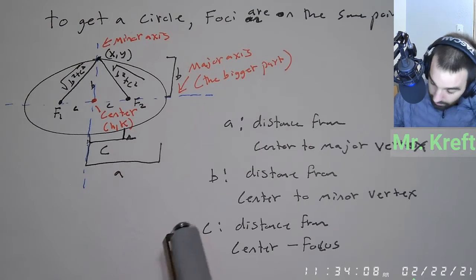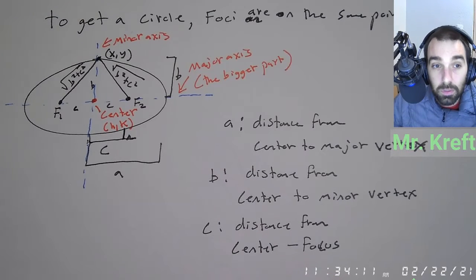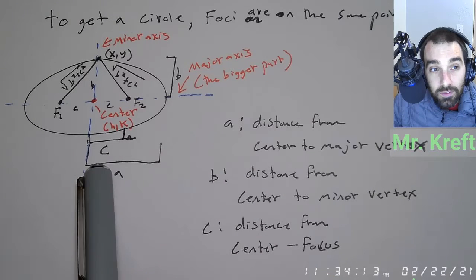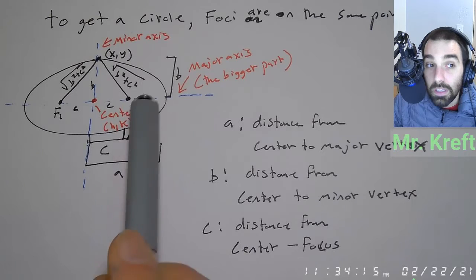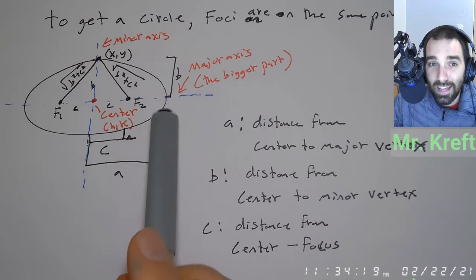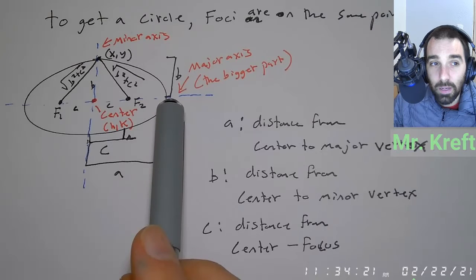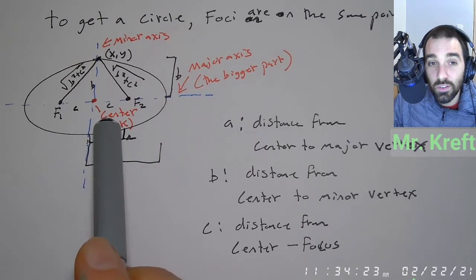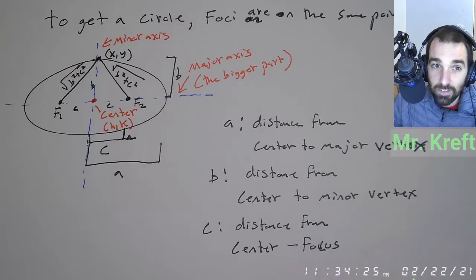All right, so this is our basics. You're going to want to have this in your notes. It's basically what everything is going to be in our formula. A is the distance for your major axis, half the distance. B is half the distance for your minor axis. And C is the distance between the center and the foci.